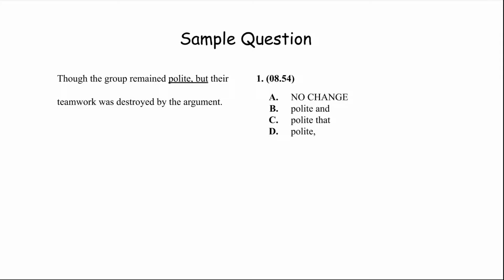Their teamwork was destroyed by the argument. That, on the other hand, is an independent clause. That could stand alone. I'm not left wondering, okay, like, what comes next? Because we have a dependent clause and then an independent clause, the correct way to punctuate this would be with just a comma, and that's why it's going to be answer choice D.